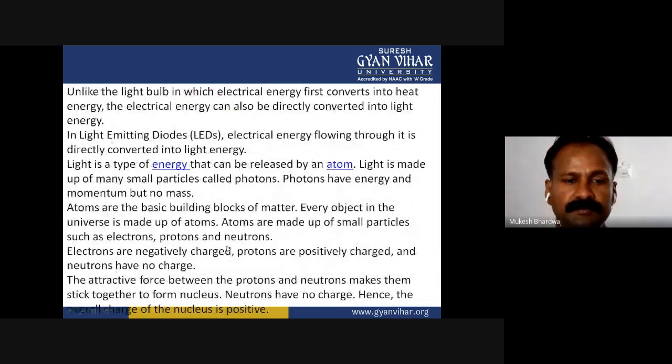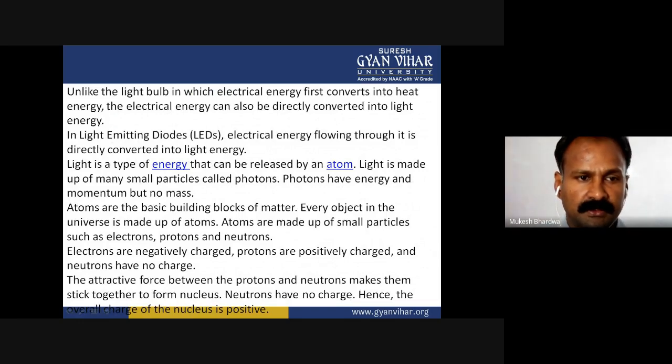Unlike the light bulb, in which electrical energy first converts into heat energy, the electric energy can also be directly converted into light energy. In light emitting diodes, electrical energy flowing through it is directly converted into light energy. Light is a type of energy that can be released by an atom. Light is made up of many small particles called photons. Photons have energy and momentum but no mass.